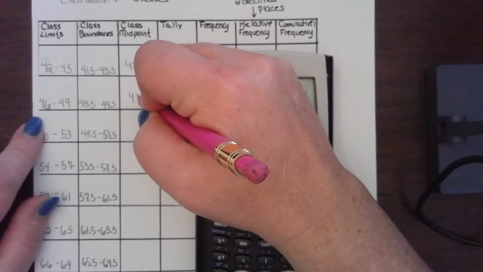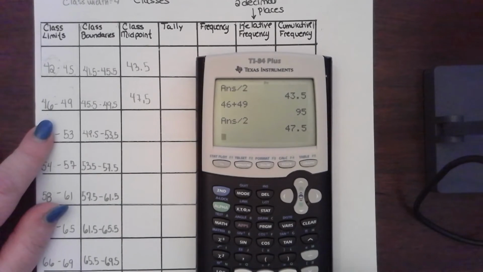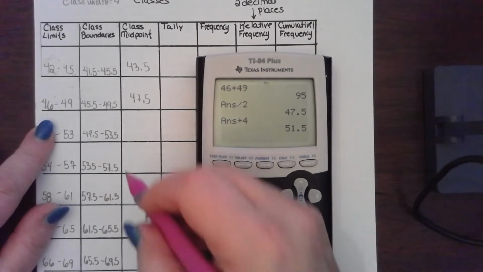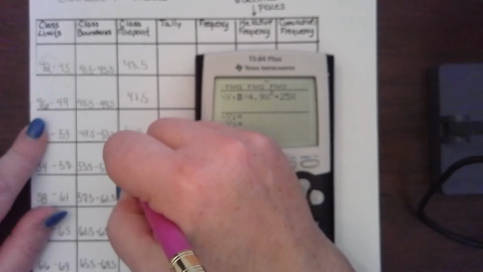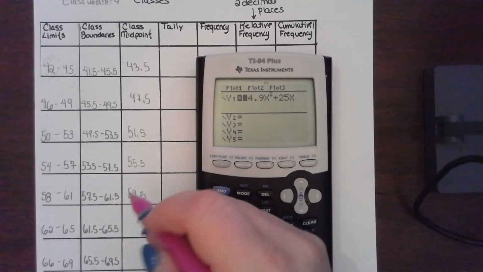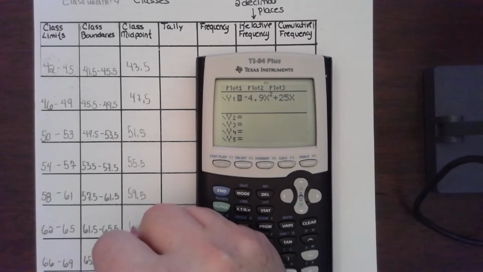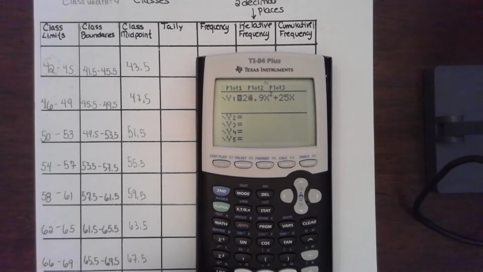Now what you're going to probably notice is that I add 4 to each one of these. So as I add 4, I get 51.5, 55.5, 59.5, which makes sense, because that's the class width. So this will be 63.5, 67.5, and the last one is 71.5.